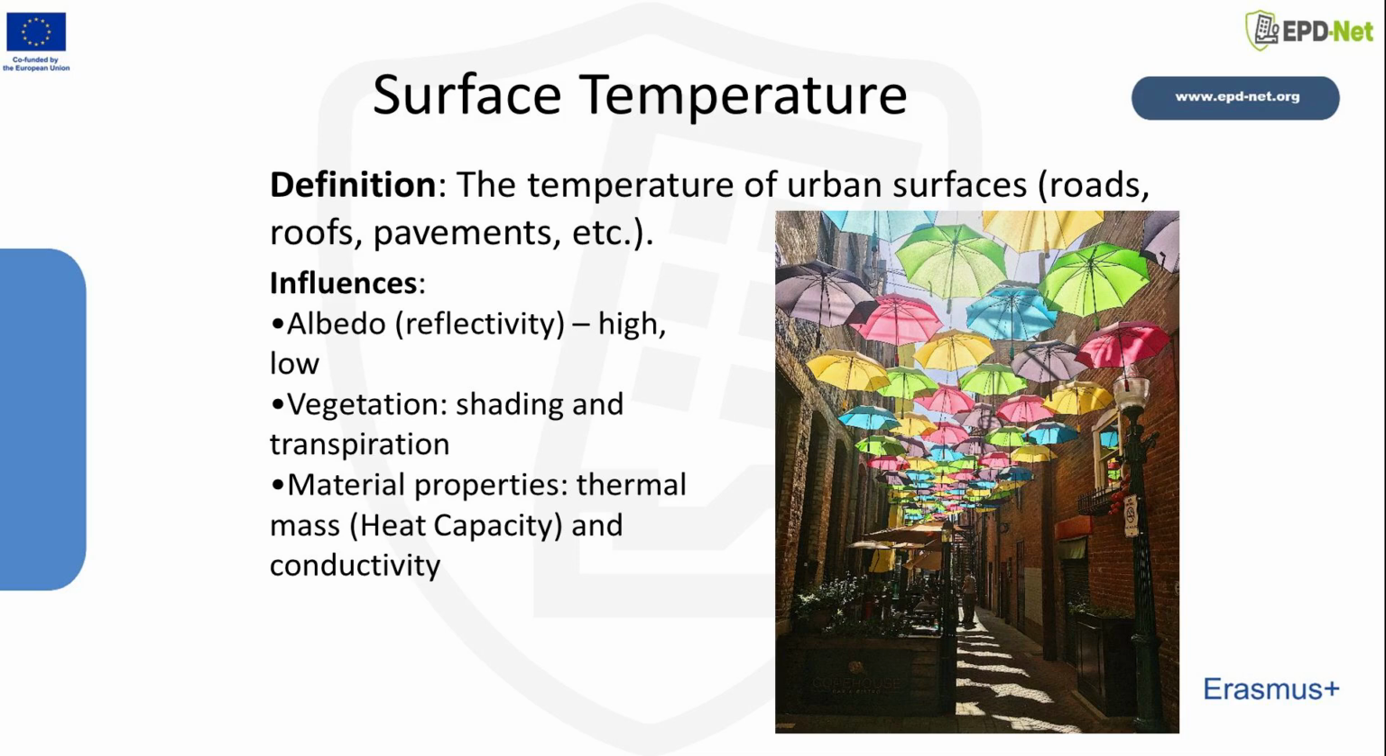Surface temperature is the temperature of urban surfaces, roads, roofs, pavements, etc. It is influenced by albedo. Albedo is the measure of a surface's reflectivity, how much sunlight is reflected rather than absorbed. Albedo ranges from 0, absorbs all radiation, to 1, reflects all radiation. Light-colored or reflective surfaces, e.g., white roofs and concrete, have high albedo, reflect more solar energy and help reduce heat storage, lowering urban heat island intensity. Dark surfaces, e.g., asphalt and dark soil, have low albedo and absorb more solar radiation, raising surface temperature.